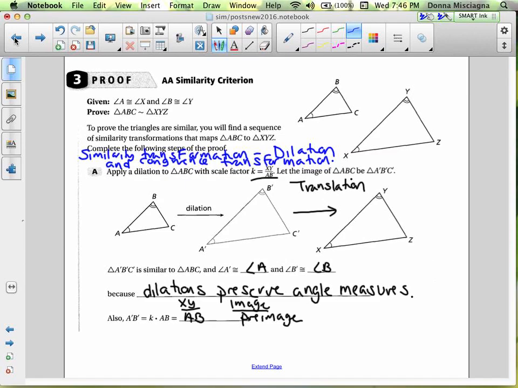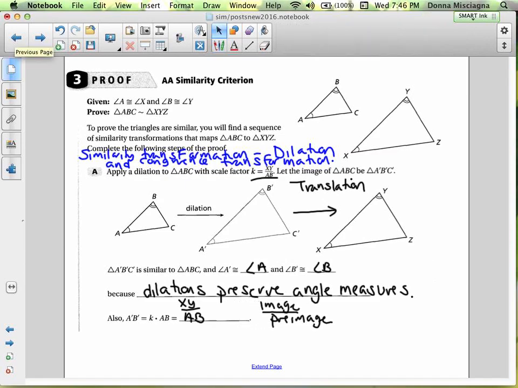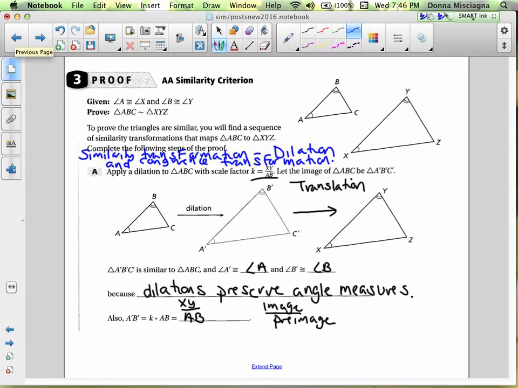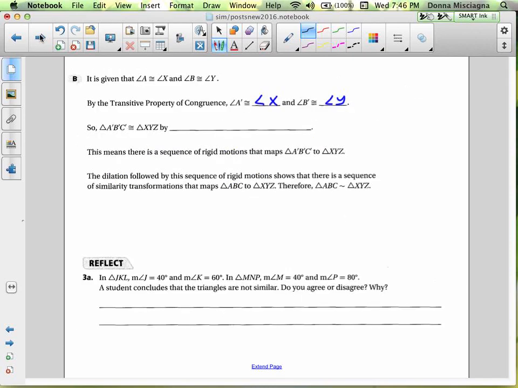All right, so actually let me add one more thing over here. XY over AB is the same thing, right, as A prime B prime over AB, right? Because that one was just a dilation. So we know that these sides here are congruent, and now we know the angles are congruent, right? So we've got angle, a side between, and angle. So this would be the angle-side-angle triangle congruence postulate.